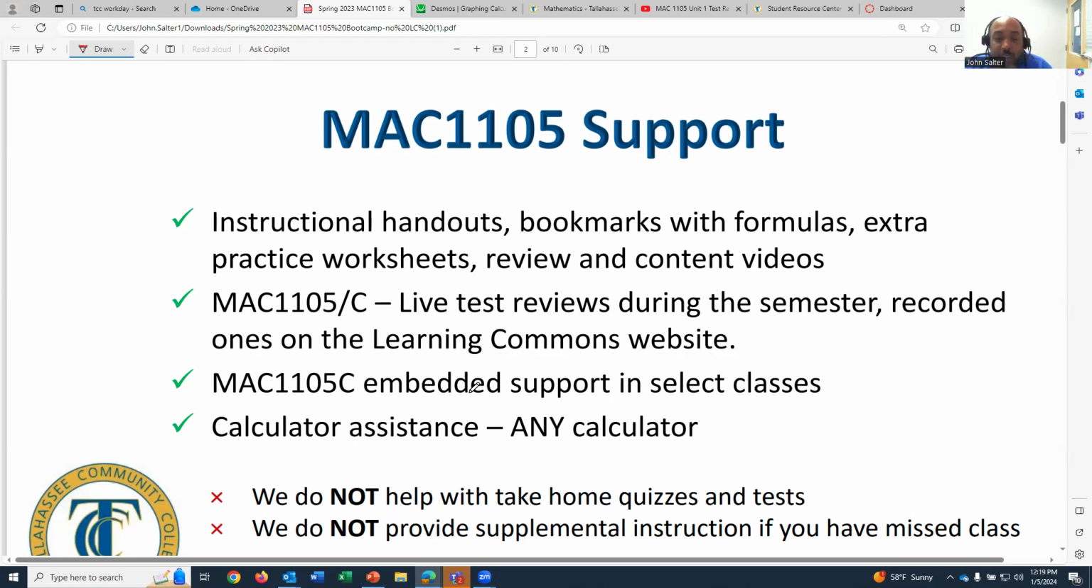Calculator assistance. Sometimes the problem with math isn't that you don't understand math, you don't know how to put it in a calculator, you keep getting it wrong. That's actually a bigger issue than you may believe. We actually see that a lot. If you have a problem with using your calculator, come see us.